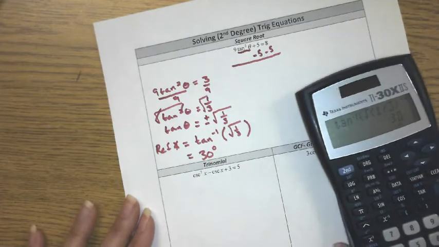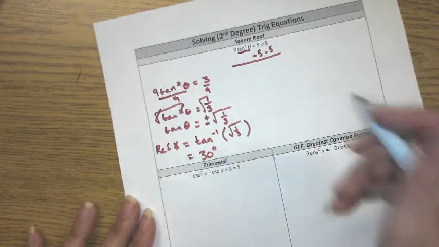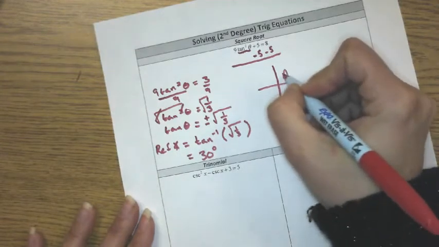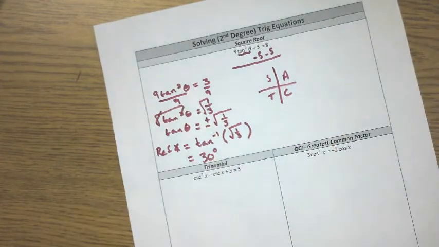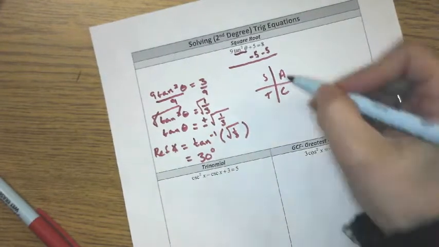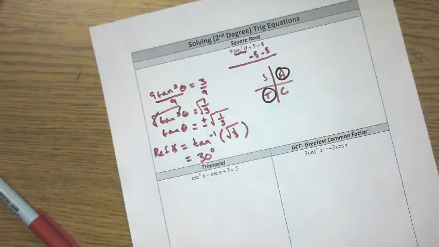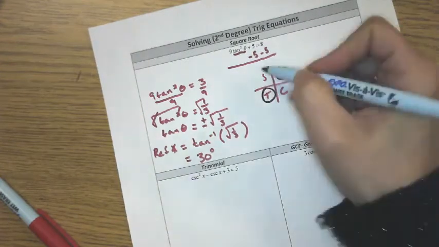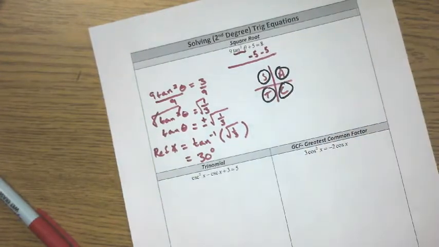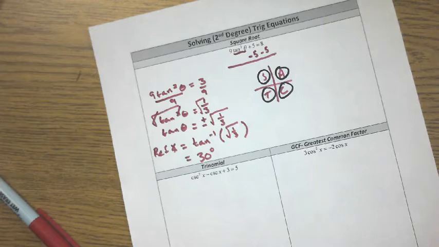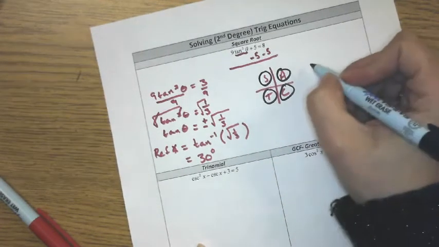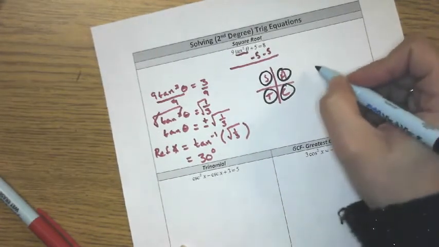Now I actually need to find all the angles that make this true, so we need to be thinking about ASTC. We actually need to be thinking about where this fraction was positive. Tangent is positive in the first and the third. But we also need to be thinking about where it's negative. It's negative in the second and the fourth. So I actually need 4 answers for this problem. What are my answers going to be? Well, let's go through and think about that.